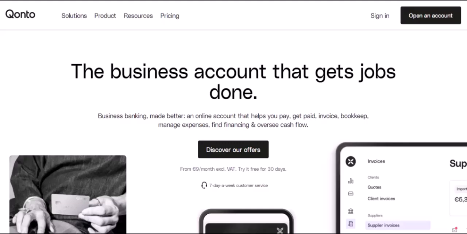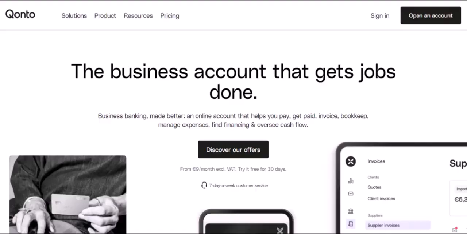Qonto's IBAN situation can be a little confusing, but we're going to clear it up. The short answer is, Qonto provides both local and international IBANs, depending on where your business is registered. Let's break down what that means for your business. Qonto is a European financial institution, and it's designed to make business banking easier across the continent.